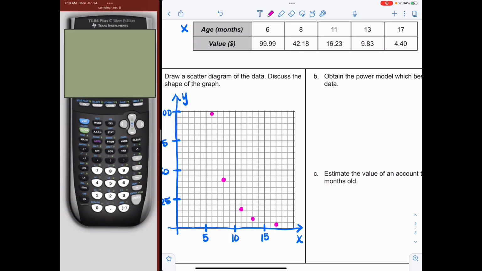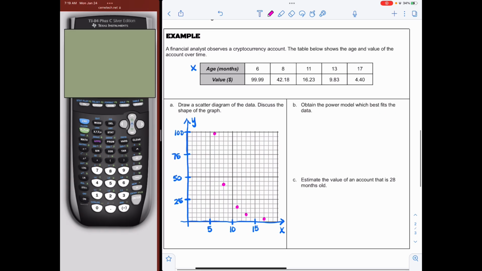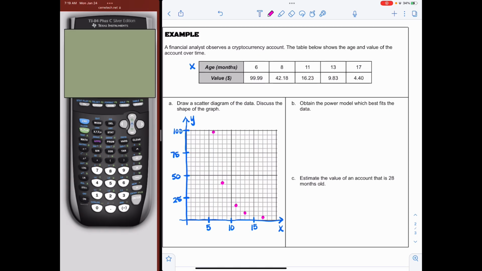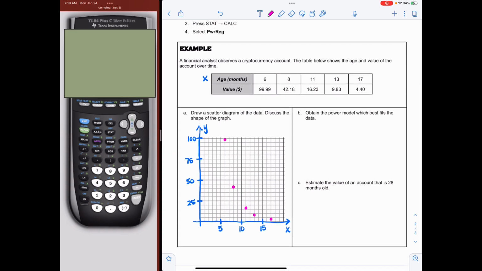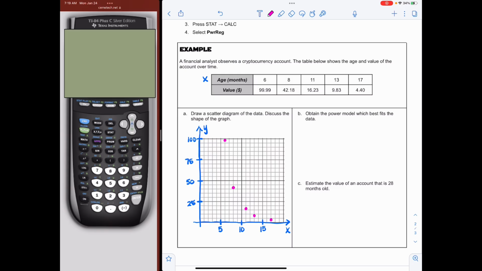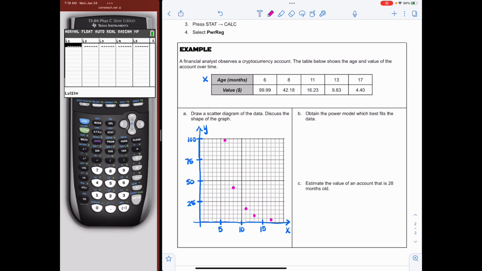So we can tell based off of this graph that this is going to end up being inverse variation or inverse power model. So we need to find the equation. So we're going to let the calculator do it. So press stat, edit. And then we already know, and let me put here that, of course, the value is my y here. We're going to type in all of our x values.